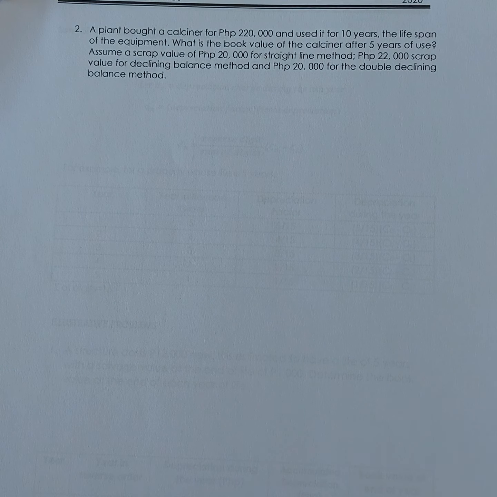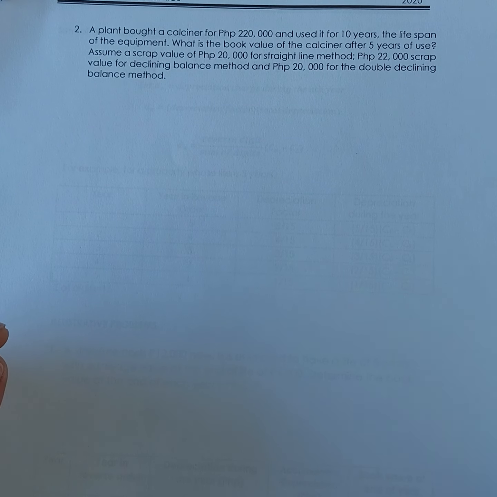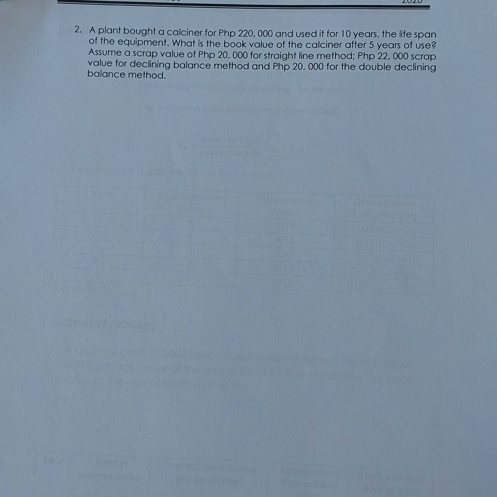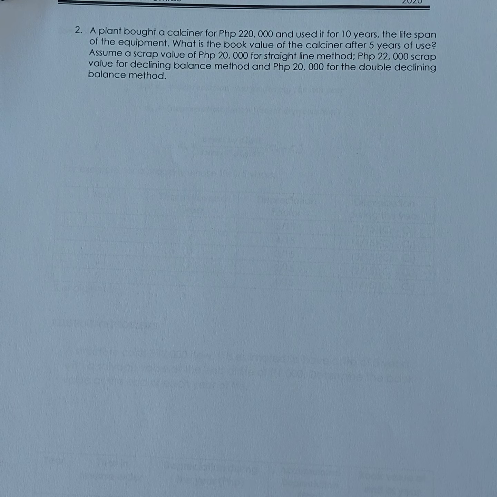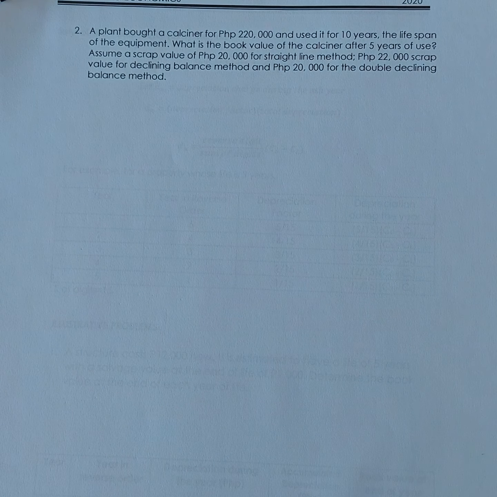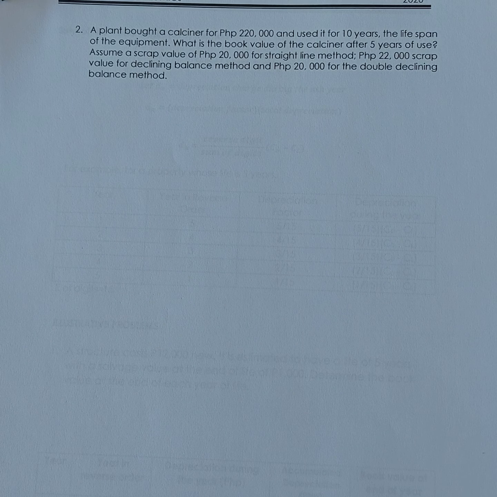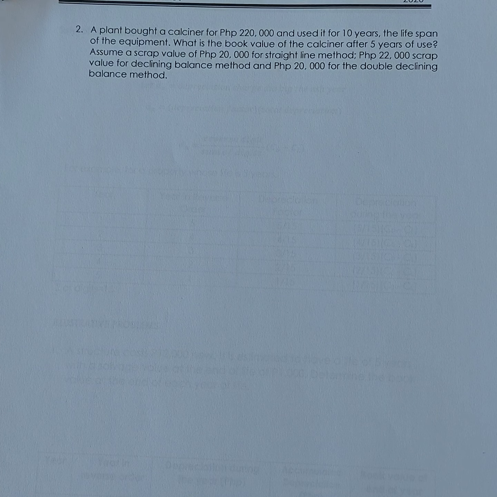Okay, problem number 2. A plant bought a calciner for 220,000 pesos and used it for 10 years, which is the lifespan of the equipment. What is the book value of the calciner after 5 years of use? Assume a scrap value of 20,000 pesos for the straight line method, 22,000 pesos for the declining balance method, and 20,000 pesos for the double declining balance method.